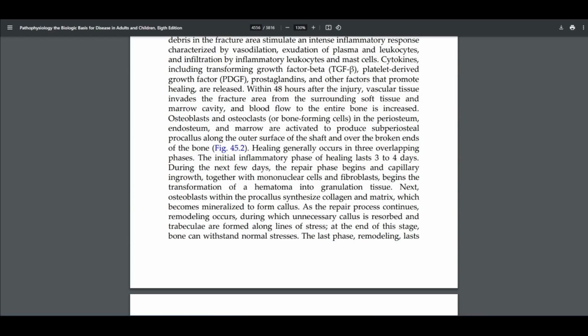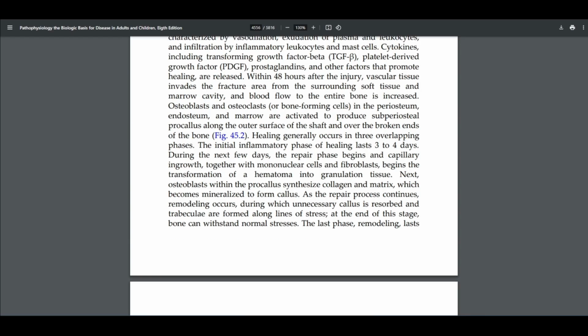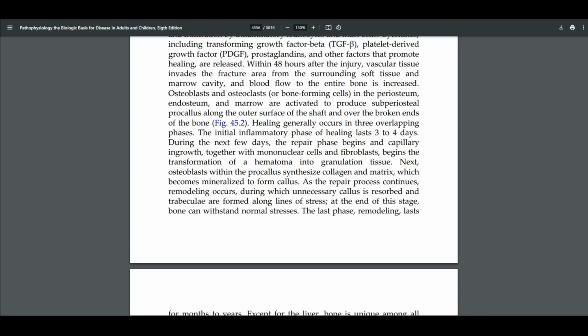Healing generally occurs in three overlapping phases. The initial inflammatory phase of healing lasts 3 to 4 days. During the next few days, the repair phase begins, and capillary ingrowth, together with mononuclear cells and fibroblasts, begins the transformation of a hematoma into granulation tissue.